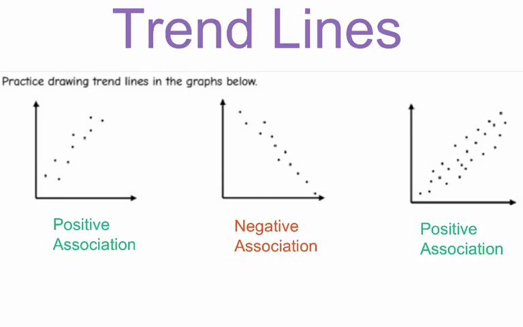The third example is a positive association again. Our data is increasing from left to right. Let's make sure that we understand that. All right, let's practice some trend lines real quick. Oh, I didn't do that. Let's practice the trend lines before we go to predictions.